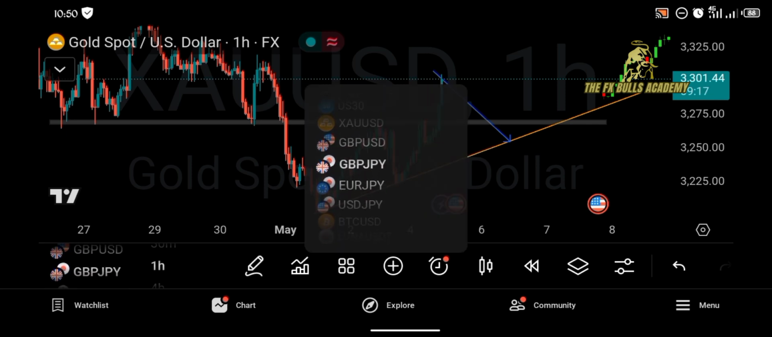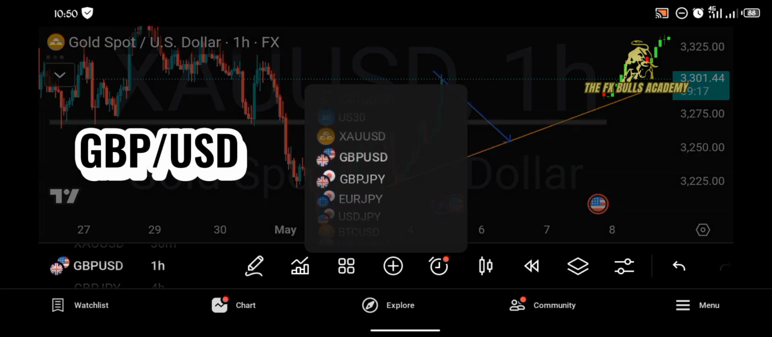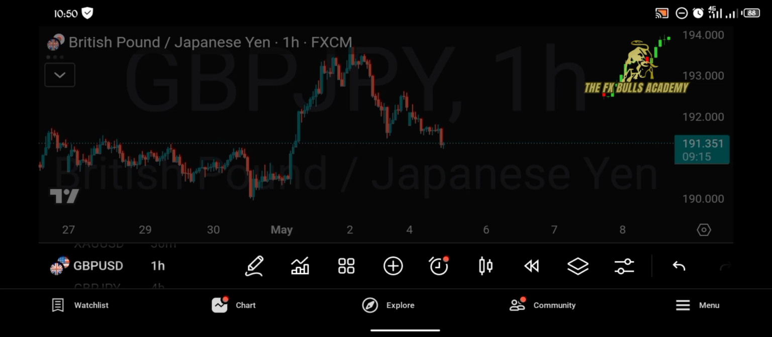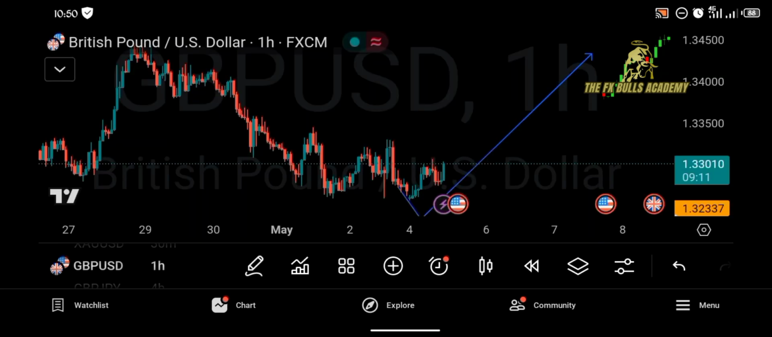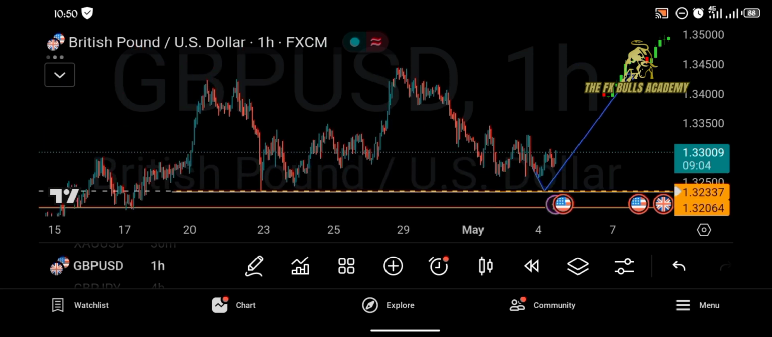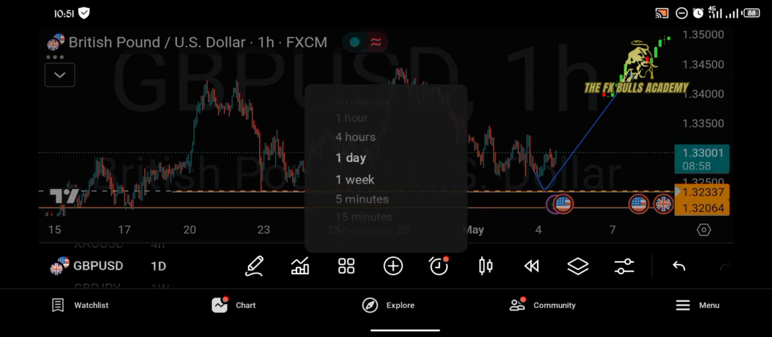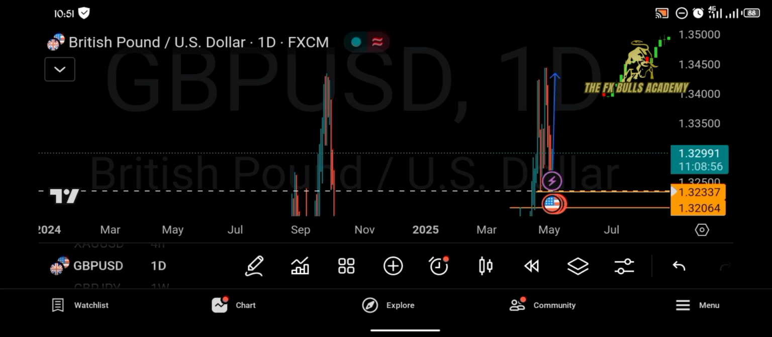So now let's go to GBPUSD. Last week, GBPUSD messed me up. It has been beating me. The reason why I've been having losses on GBPUSD is because price has not given us a decisive move. It has just been ranging from up to the downside.